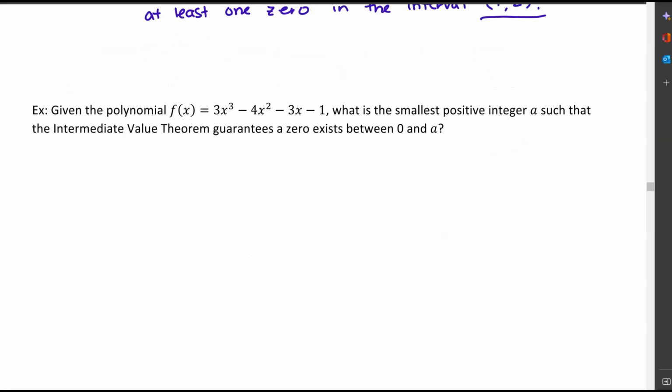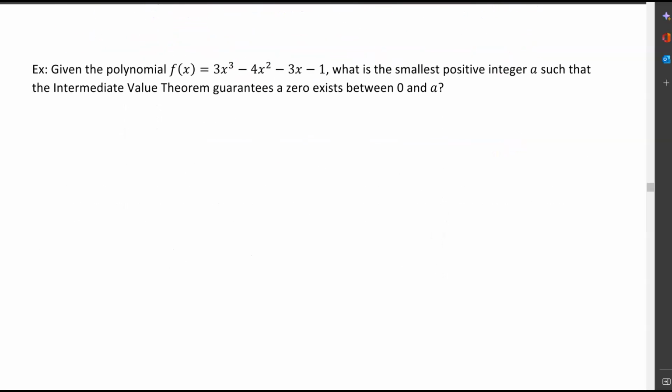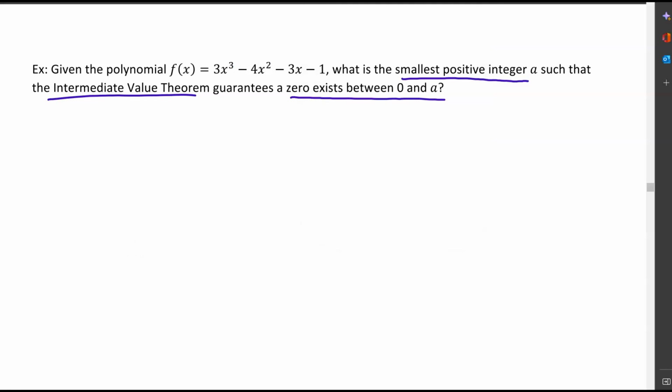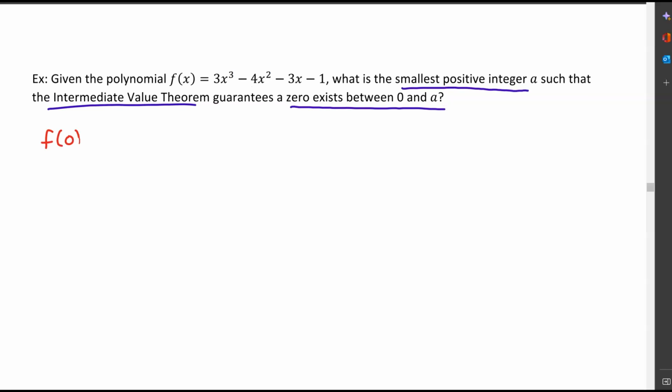Alright. Let's look at the next example here. Given the polynomial f of x equals 3x cubed minus 4x squared minus 3x minus 1, what is the smallest possible integer a such that the intermediate value theorem guarantees a 0 that exists between 0 and a? All right, so let's take a look at this. Because we're starting with 0, let's first find out, what is f of 0?